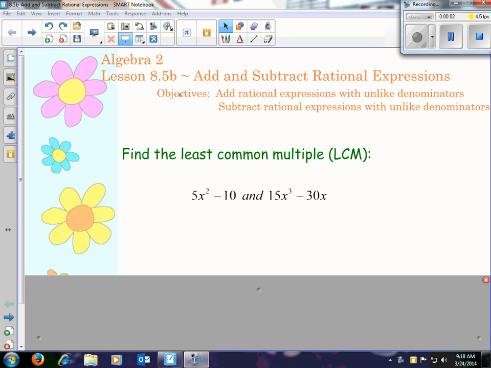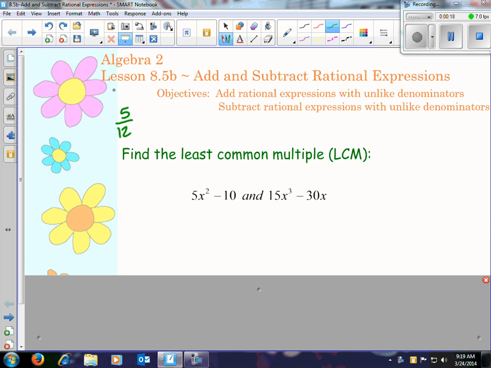Alright, this is lesson 8.5b, adding and subtracting rational expressions. We're going to be doing basically the same thing as yesterday, except now we're going to actually have fractions. So the first thing I want you to notice is, if I have 5 over 12, and I'm adding that to 3 over 8. In the lesson we learned that our least common denominator is going to be 24 between 12 and 8.